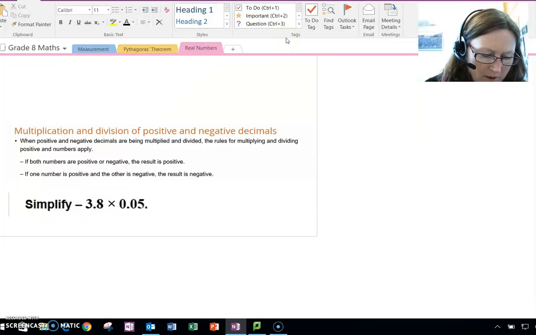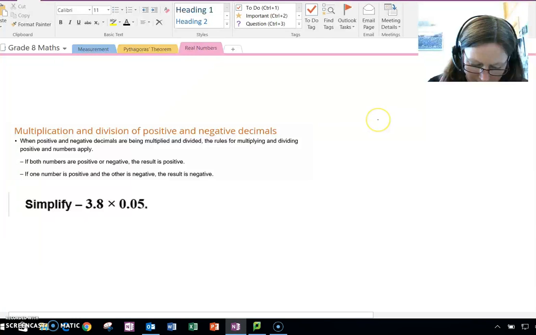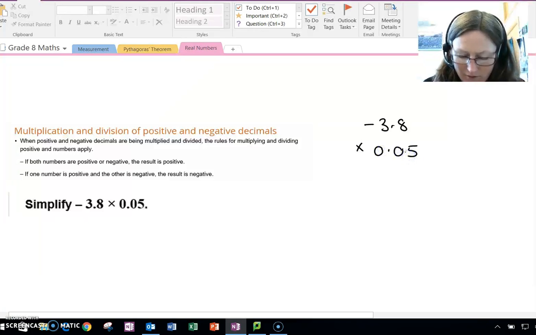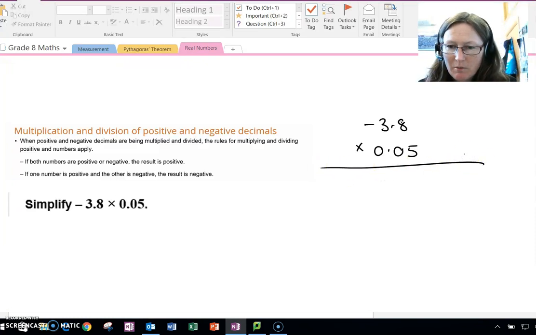Okay, we have one more example which we will now do. Negative 3.8 times by 0.05. So this is different because there's negative and positive numbers. Let's do it as though there wasn't though. So let's do our multiplication. Again, normal multiplication, ignoring the decimal points.